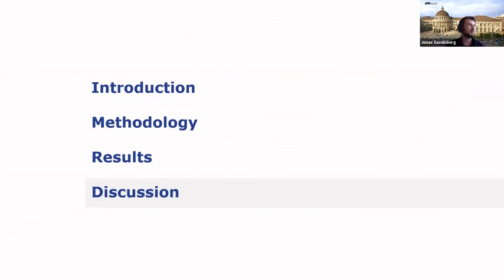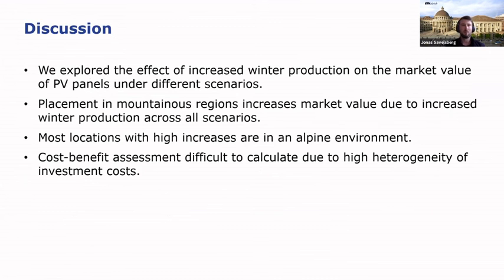Now let's move quickly into the discussion. So what we've done, we basically explored the effect of increased winter production on market value of PV panels under different scenarios. We show that placement in mountainous regions increases market value due to increased winter production across all of the scenarios we looked at. And we also show that basically across these scenarios, the level of increase is pretty constant. And we find that most locations with high increases are really in an alpine environment. And again, the statement, the higher, the better.